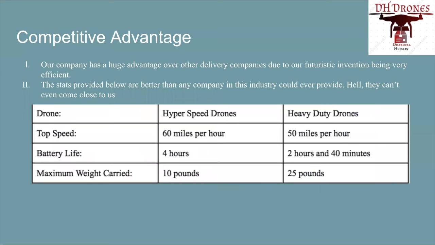Our competitive advantage. Basically, our competitive advantage is that the hyperspeed drones top out at about 60 miles per hour. The heavy duty drones will top out at about 50 miles per hour. As you can see, the battery life is pretty good as well. So you can aim to target about 5 shipments per battery life for each drone. That's about 10 shipments total for 2 lines. That's a very good number for every time they have to go back to their charging station. This is better than any current company right now.